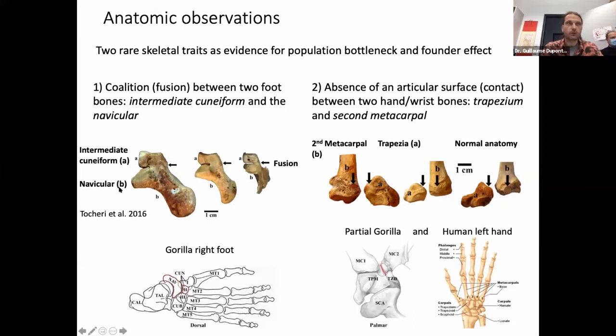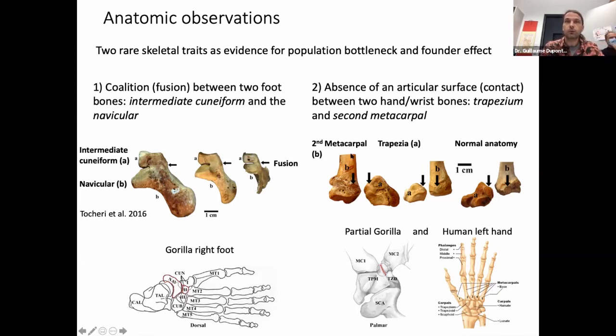What we found is that these bones are fused, so they haven't separated during the development of these animals. And we found this in adults, which you can see here in the larger bones, and also in juveniles. So this is a very unusual phenomenon.